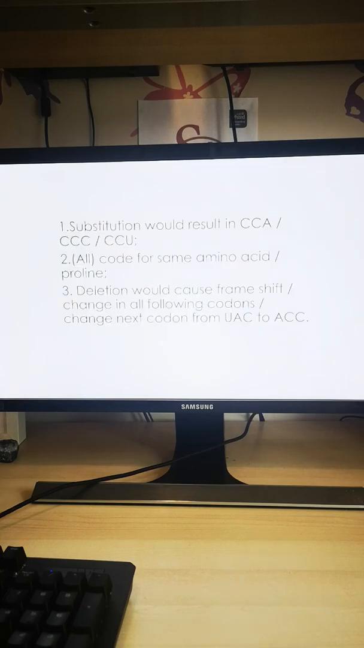Okay, so substitution would result in that one, and that one, they all code for proline. Deletion would cause a frame shift, that's to the left, and that would change all the following codons. So for example, the next one.